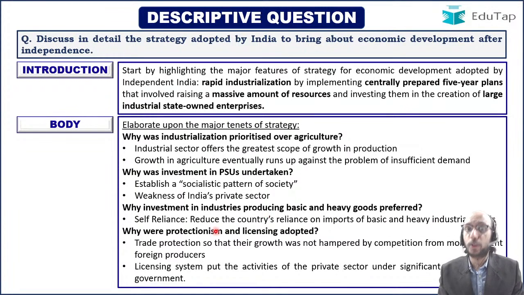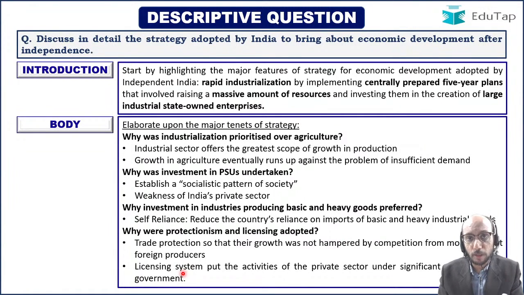Why did we adopt protectionism? Because we wanted to protect our infant industries. We did not want them to be hampered by competition. We wanted them to learn how to produce. Therefore, we wanted to give them time to grow. Therefore, we adopted protectionism. Why is it that we adopted licensing system?